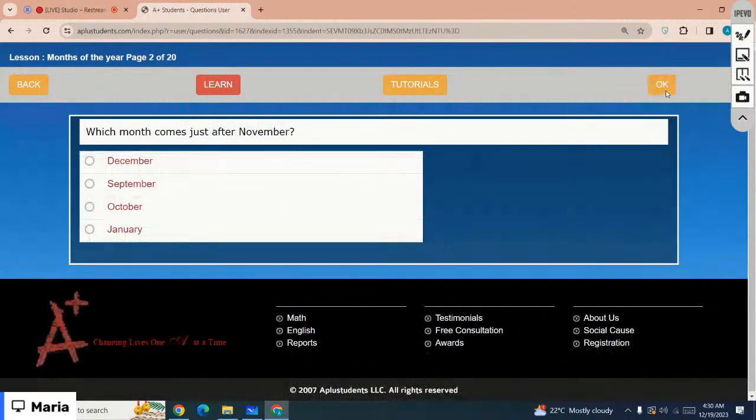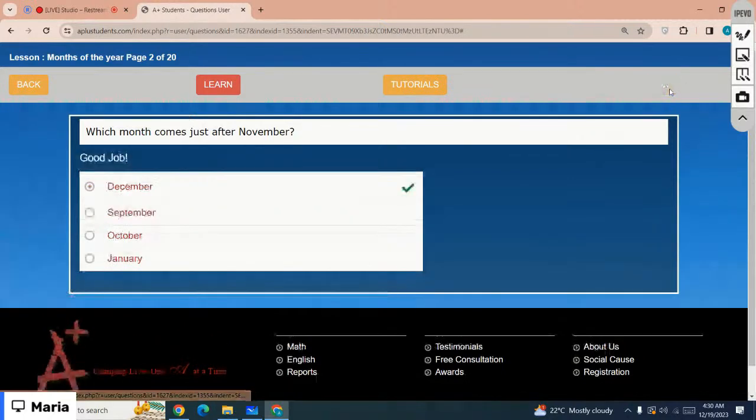Which month comes just after November? Which is the correct option? Just after November it is December. The correct option is December. Option 1 is the correct option.